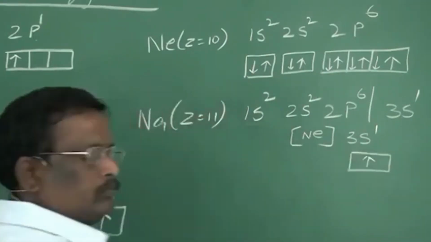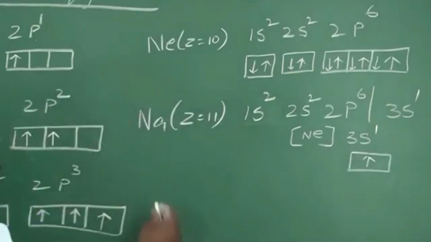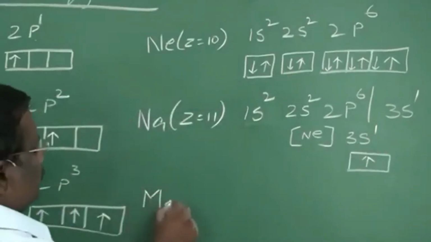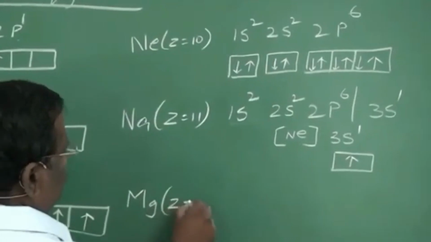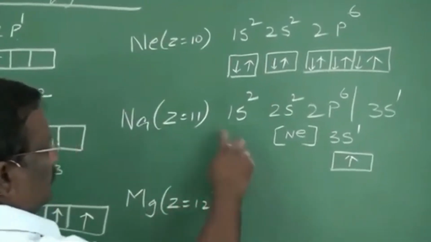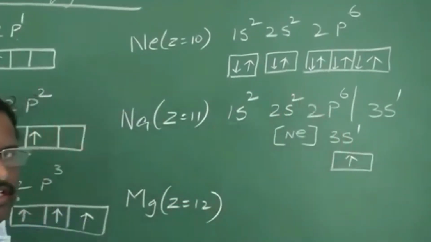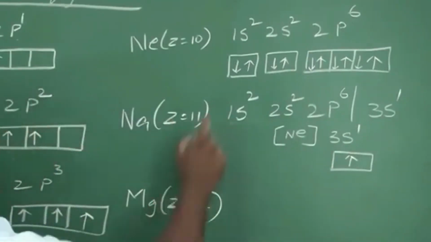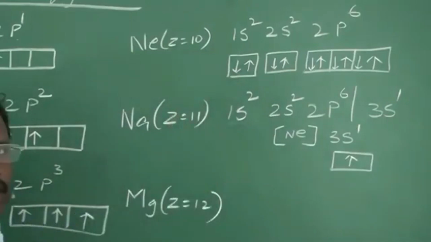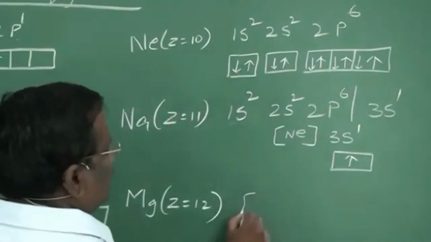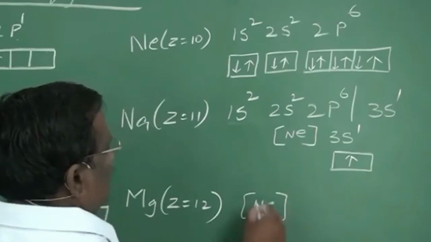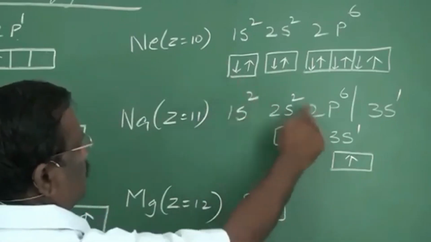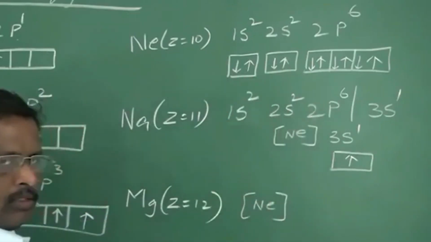Then magnesium. Up to neon, same configuration, that is 10 electrons. So the first 10 electrons of magnesium will have the same arrangement just like neon. So we can represent it like this: Neon. Neon means 1s2, 2s2, 2p6. Then 3s2.